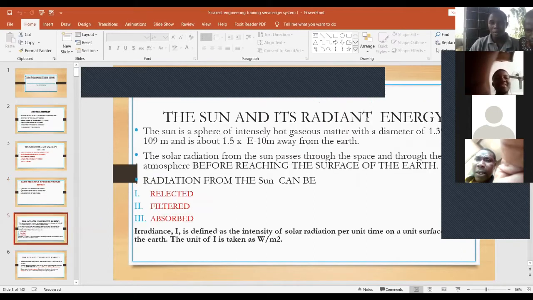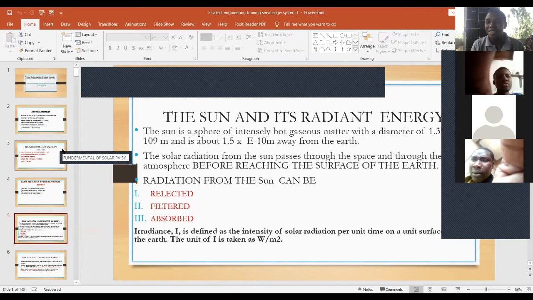So, we'll be starting with the sun and the radiant energy. The sun is a very common thing. Everybody knows that 100% of the energy that the earth uses comes from the sun, directly or indirectly from the sun. So we want to harness energy from the sun.